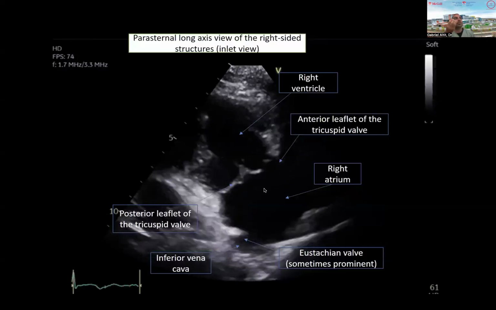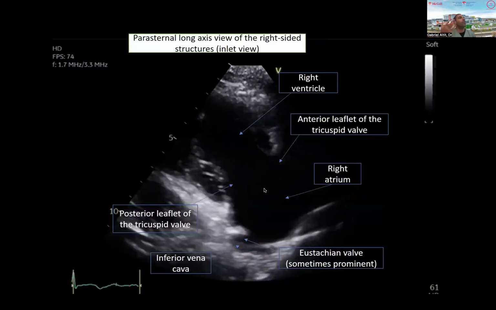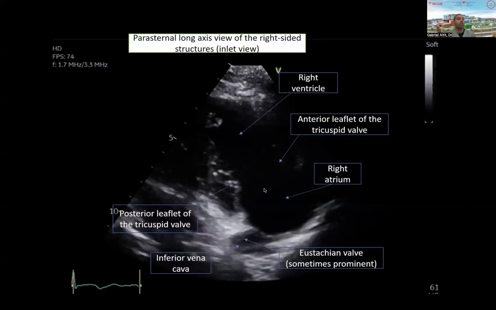Sometimes you can have conus anomalies. So conotruncal anomalies like TOF, DORV, truncus arteriosus. So these are truncal anomalies that come with DiGeorge syndrome.